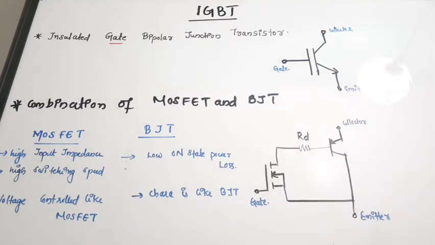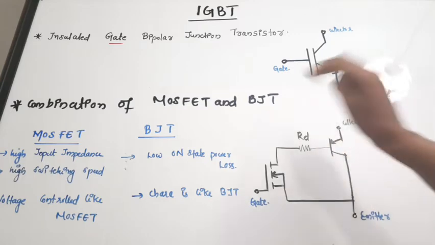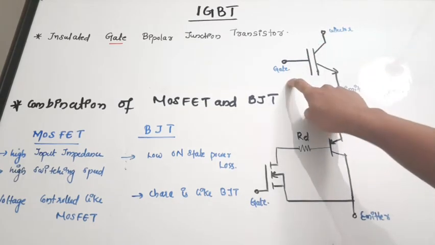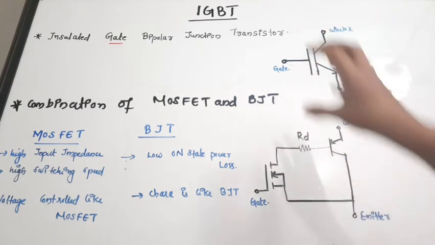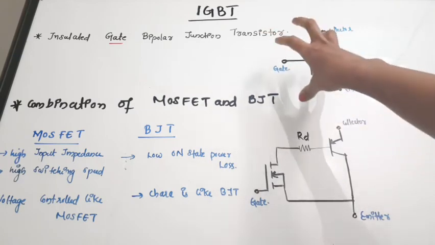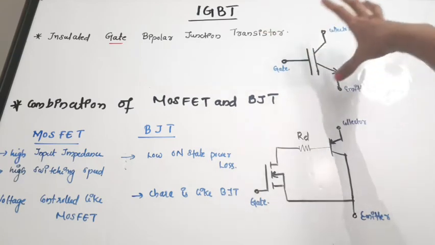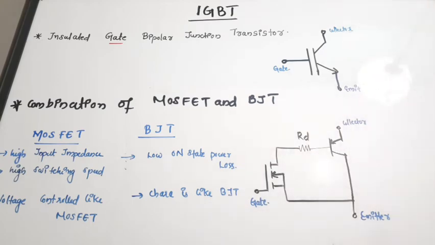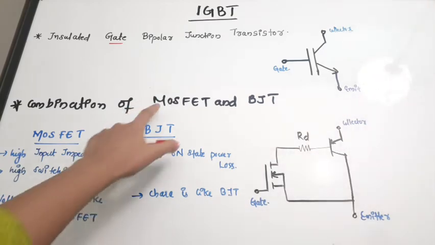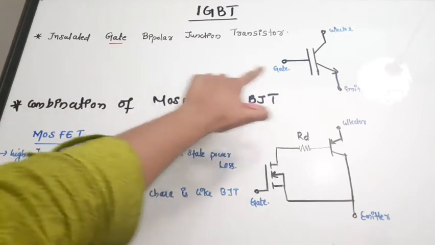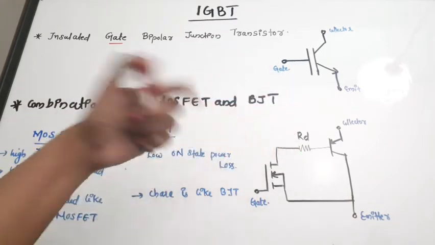So if you see the symbol of IGBT, this is the symbol of IGBT. There is an emitter, there is a collector, and there is a gate. There is no base, there is a gate. This portion, which is called the input side, is actually the MOSFET side. And this is the output side, which is the BJT side. So this is a combination of what all things? MOSFET and BJT. The gate is actually the contribution of MOSFET. The output characteristics will be that of a BJT.